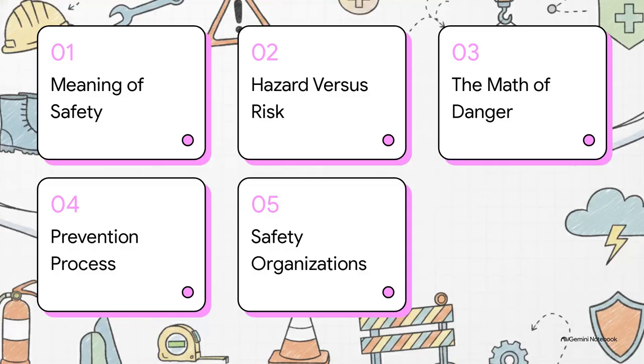Okay, let's dive into this. Here is our roadmap for today. We'll be hitting 5 key concepts. Number 1, the true meaning of safety. 2, hazard versus risk. 3, the math of danger. 4, the prevention process. And 5, important safety organizations.